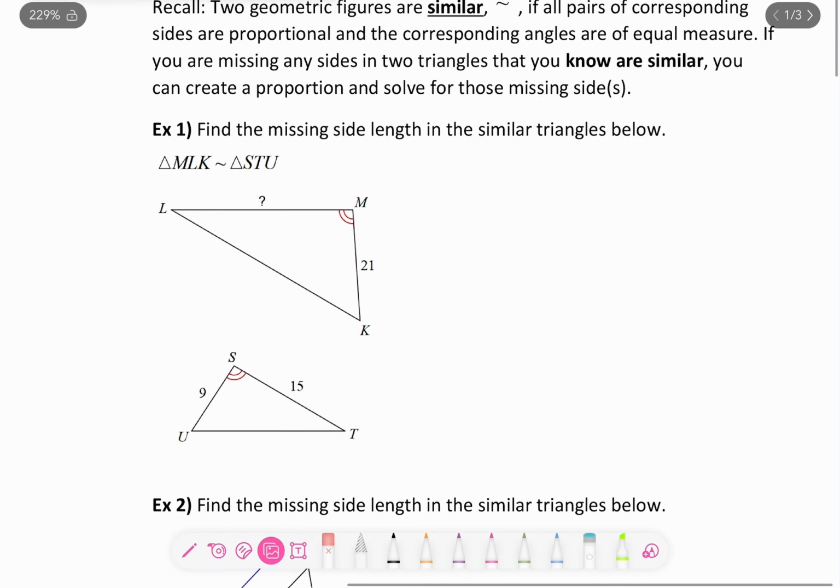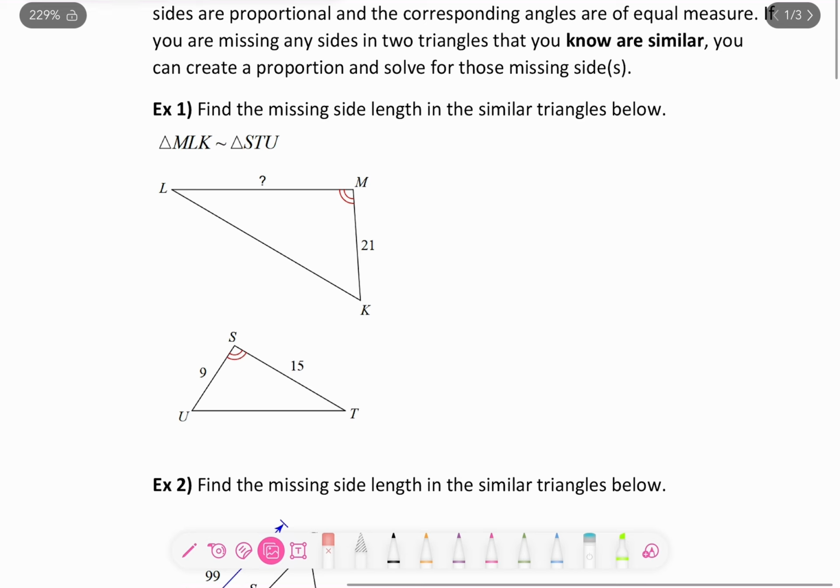So for example, when it says find the missing side length in the similar triangles below, we know they're similar because it says they're similar, right? But we also have this similarity statement that is more specific about which vertices correspond, and then of course which sides correspond. So when we're trying to find the missing side length, it's notated here with a question mark. I'm going to go ahead and change that question mark to an X.